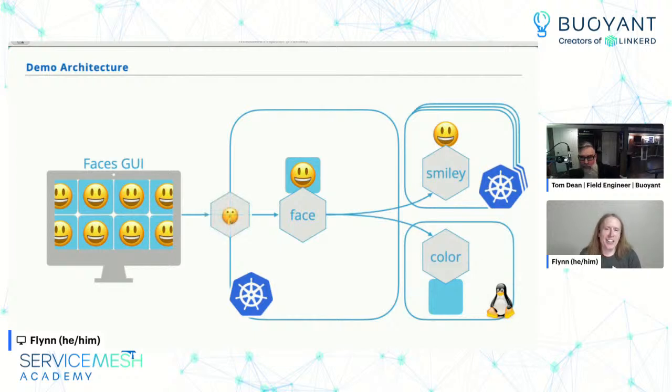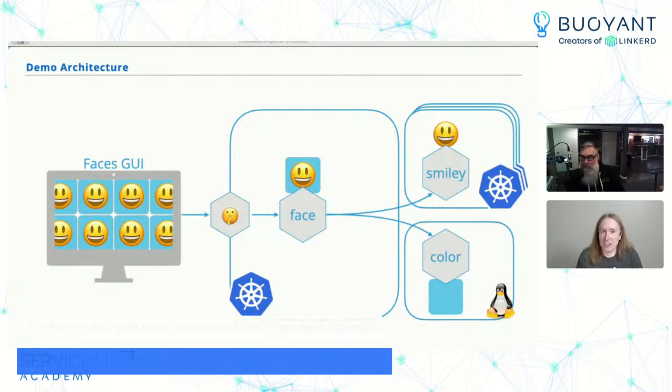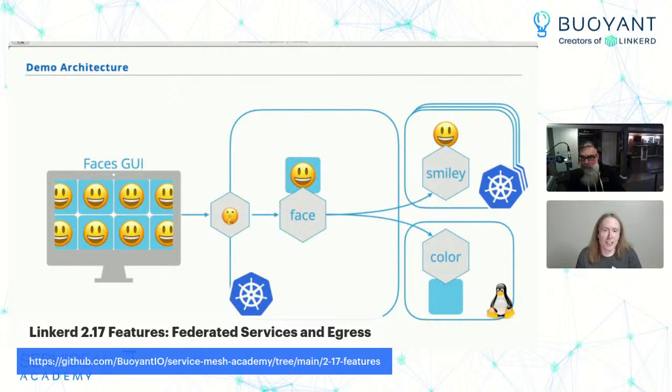Another way in which we're cheating is that we're not really running an Ingress controller. We're running the Face GUI in a mode where it kind of pretends to be an Ingress controller.